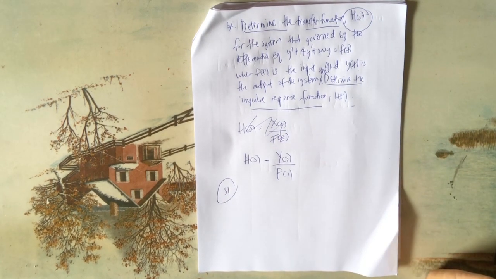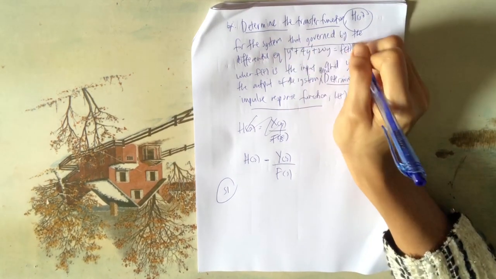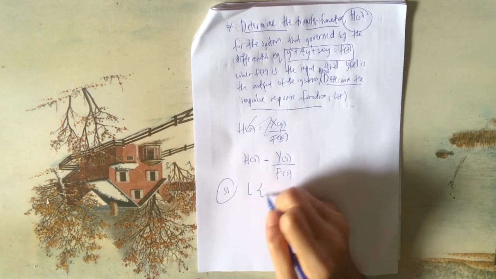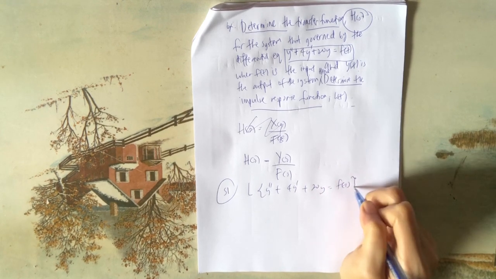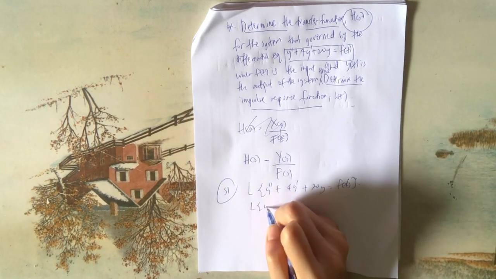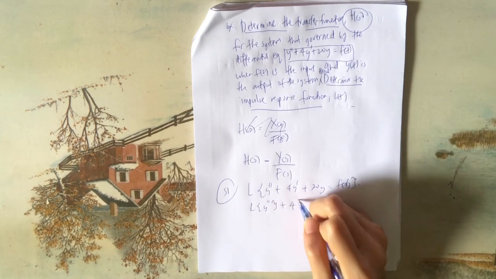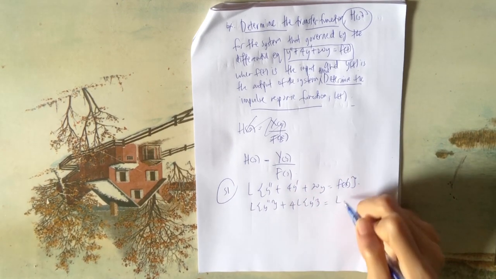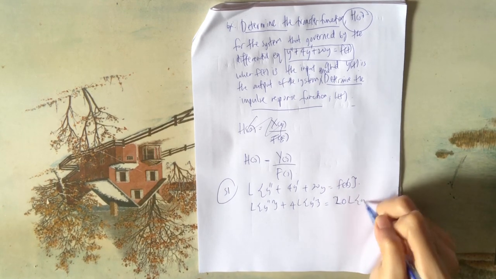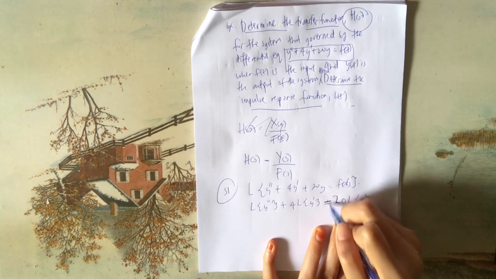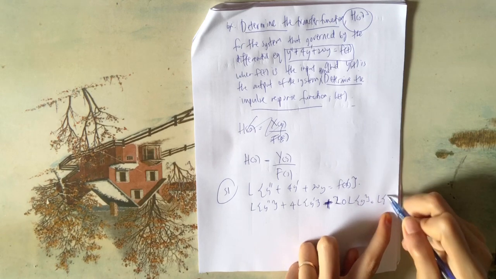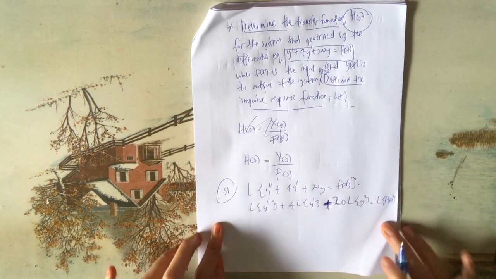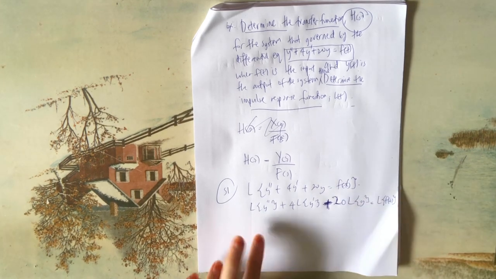Until step 5. Step 1 says that you need to rewrite the equation in terms of Laplace transform. So this is your equation. You just write y double prime plus 4y prime plus 20y equal to f(t). Then bracket, break it apart: Laplace transform for y double prime, plus 4 Laplace transform for y prime, plus 20 Laplace transform for y, equal to Laplace transform for f(t).